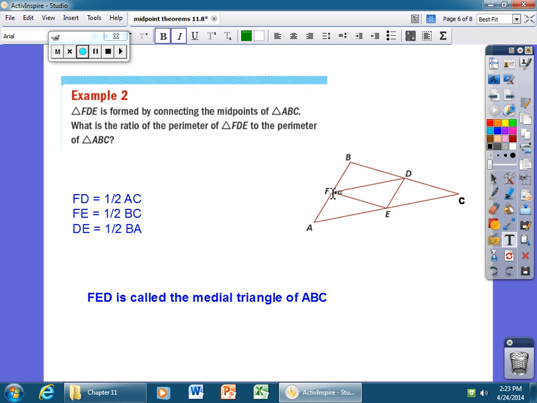If I look at FE, FE is parallel to BC, and since it's parallel to BC and it's a midsegment, then it is half the length of BC. Same thing for DE. DE is parallel to BA, so not only is it parallel to BA, it is also half the length of BA. So if all the sides are half the length, then the perimeter would be half. The small triangle has a perimeter that is half of the big triangle because all of the sides are cut in half.